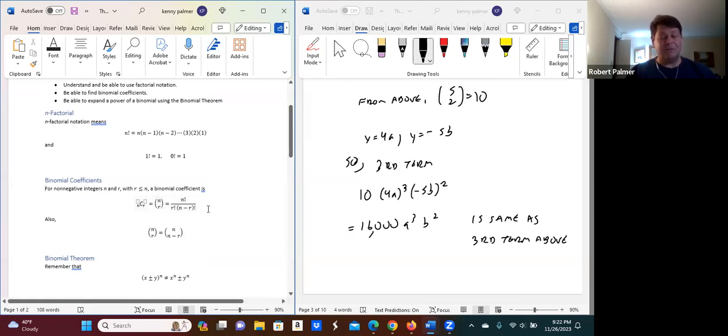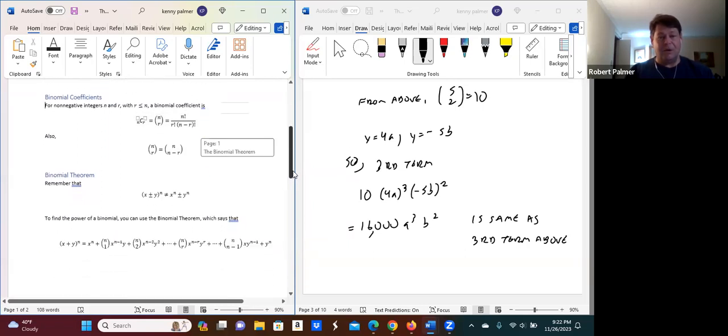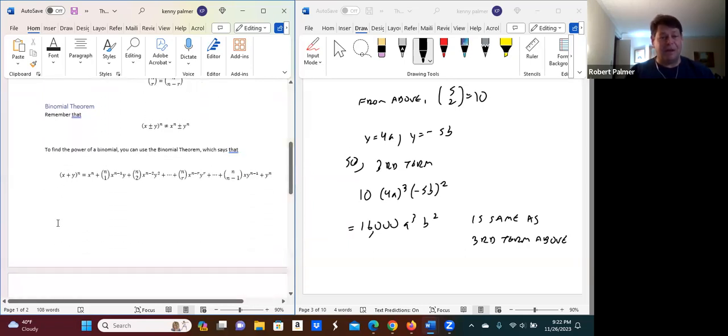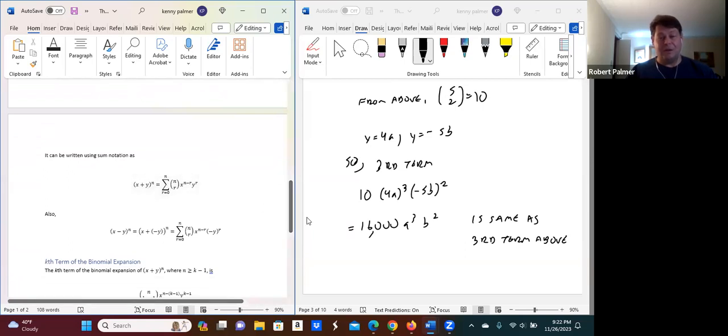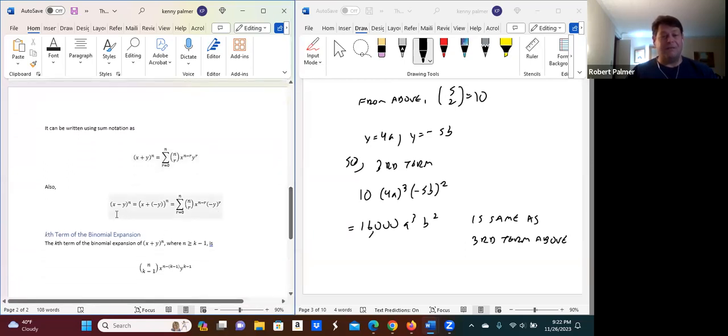Understand what it means. Then we learned about the binomial theorem, how to write something like x plus y to the n power, whatever power we want, and how that expansion works. We learned how to write it in the summation notation. Also, if you have x minus y to the nth, as you saw, replace the y with a negative y and just plug that into the expansion. And then finally, we found out how to find the kth, or the specific term, of the expansion if you don't want the entire expansion.